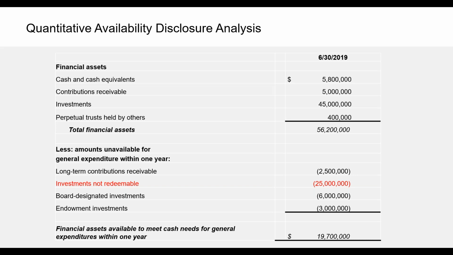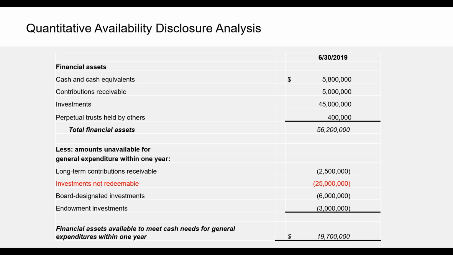When we talk about that quantitative disclosure, here's a quick example just to give you a visual of what it might look like for an organization that has illiquid investment instruments. This is one option to present the quantitative information, showing all your financial assets as of your fiscal year end, and then deducting off of that those assets that are unavailable to use for general expenses within the next year, arriving to a net number of liquidity.